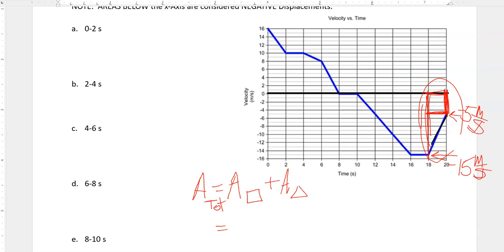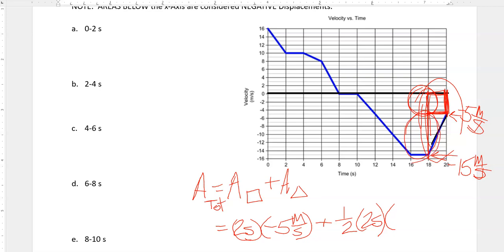Our area of the rectangle is 2 seconds base and a -5 meters per second height. And then we have a triangle to worry about. It's 1/2 times the same base times its height. Well, this height is going from -5 to -15. It is a negative value because it's below the line. That would be a difference of -10 meters per second.